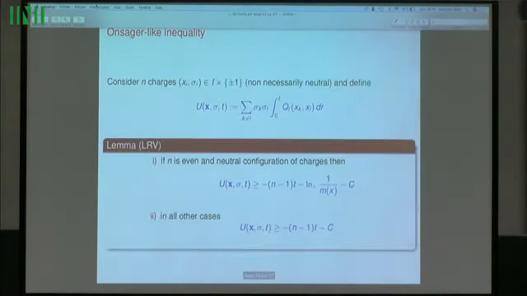So now take n charges, not necessarily neutral. I want to estimate this energy term here, and the claim is that if n is even and you have a neutral configuration of charges, then the energy term is bigger than the quantity you want up to the log of the dipole distance. And in all other cases, you can gain the 1 here, without any additional term. This is what I want to show you.